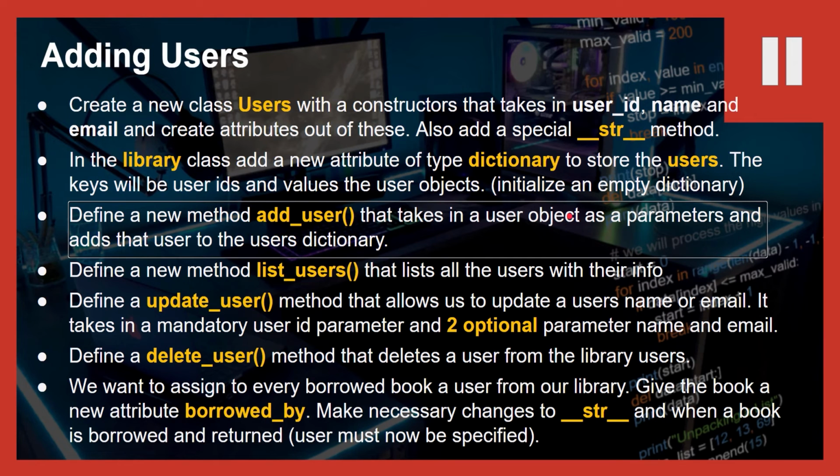And we want to assign to every borrowed book a user from our library. So give the book a new attribute, borrowed by, and make the necessary changes to the __str, and also the necessary changes to when a book is borrowed and returned, and the user must now be specified. So this is your challenge. The hardest part is going to be the last one. The medium hard part is going to be figuring out where you should be creating these methods. Pause the video right now and go do the challenge.